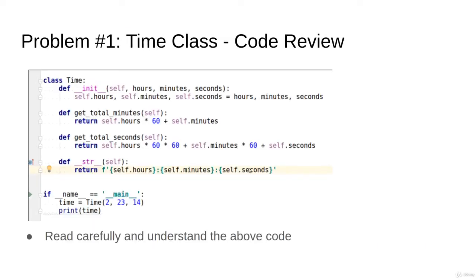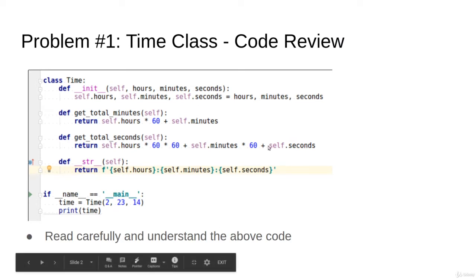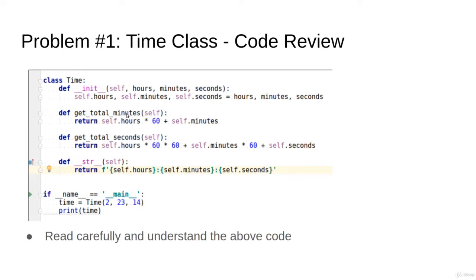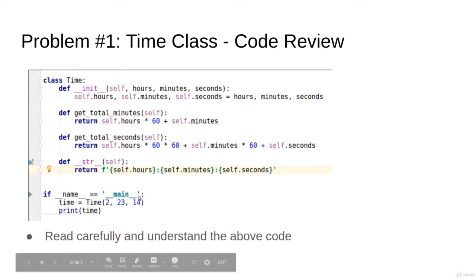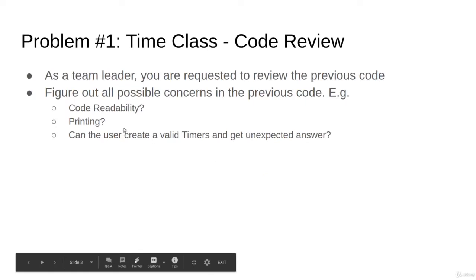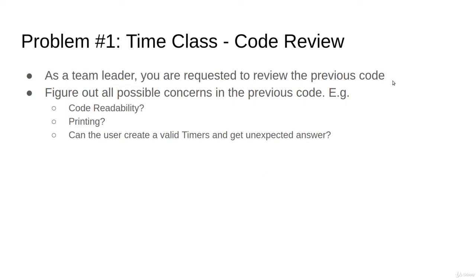Homework number 2. The first problem is a code review task. I would like you to read and understand the above code very carefully, which has a constructor for hours, minutes, and seconds, a method to return the current minutes, the current seconds, and a function representing the str, and this is some usage for it. As a team leader, you are requested to review the previous code.